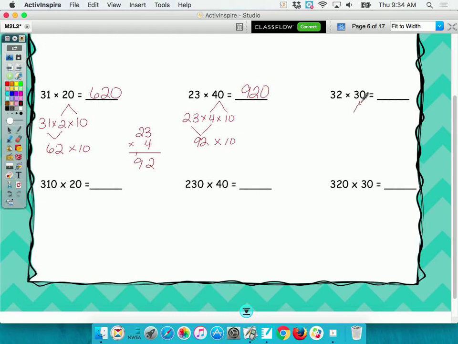What do I factor out of this one? The 30. A 3 and a 10, good. 10. I can do 32 times 3 in my head because there's no regrouping. 96. I'll do 2 times 3 and 3 times 3. So the answer? 960.